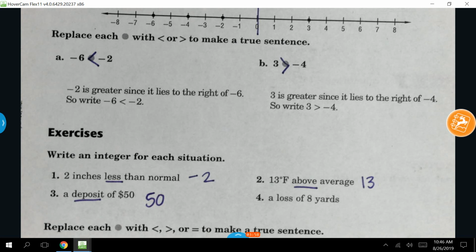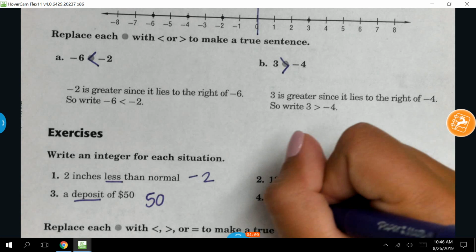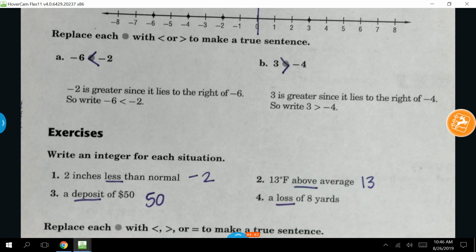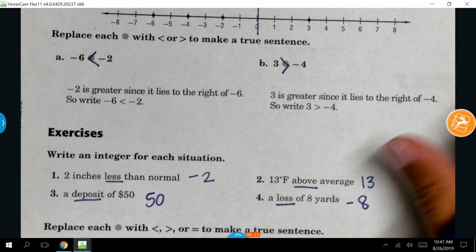And number 4, a loss of 8 yards. How would I write that? -8. Good. Not too bad, right? Pretty simple.